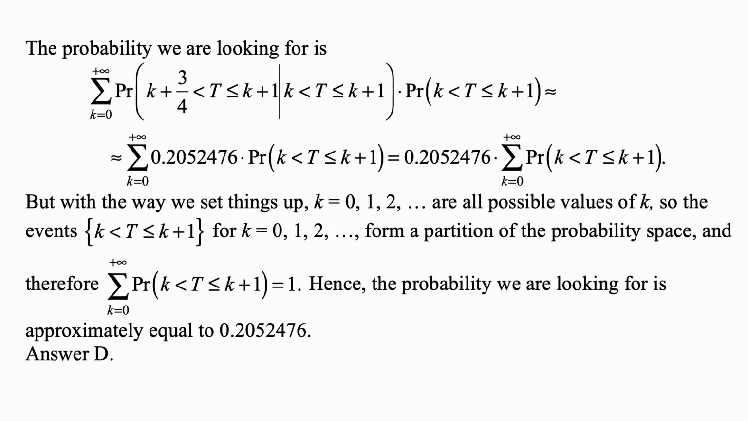Well, then that's a sum from K equal to 0 to plus infinity of 0.2052476 times the probability that T is between K and K plus 1. But then we can just factor out the common factor, and what we have is the sum of probabilities of all possible outcomes, basically this partition of the probability space into the events that T is between K and K plus 1. So the sum of those probabilities is 1. Hence, the probability we're looking for is approximately equal to 0.2052476, which is answer D.